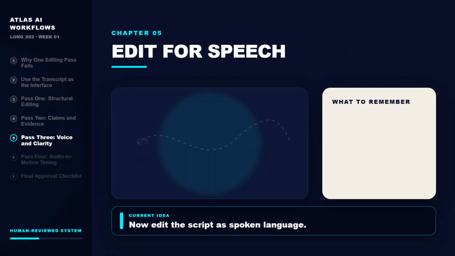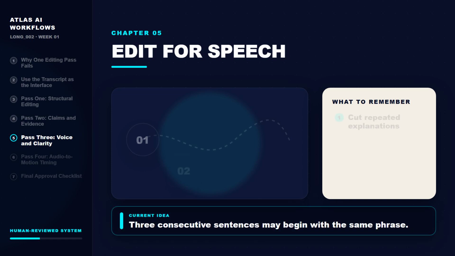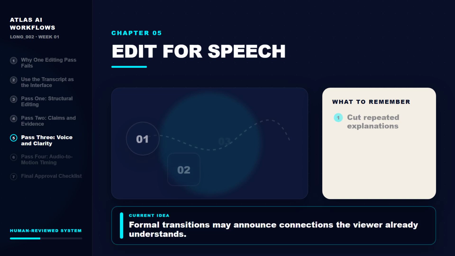Now edit the script as spoken language. AI drafts often create symmetry that looks elegant on a page and sounds artificial out loud. 3 consecutive sentences may begin with the same phrase. Every section may end with a summary. Formal transitions may announce connections the viewer already understands.